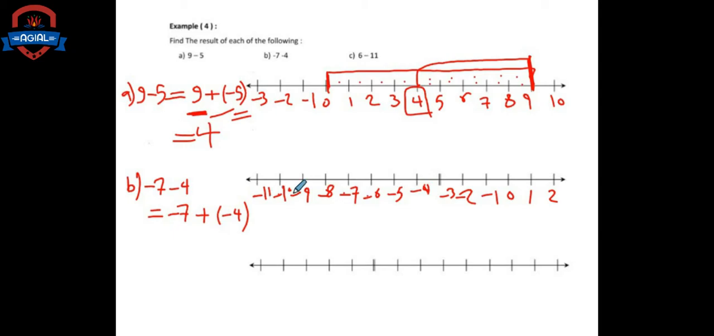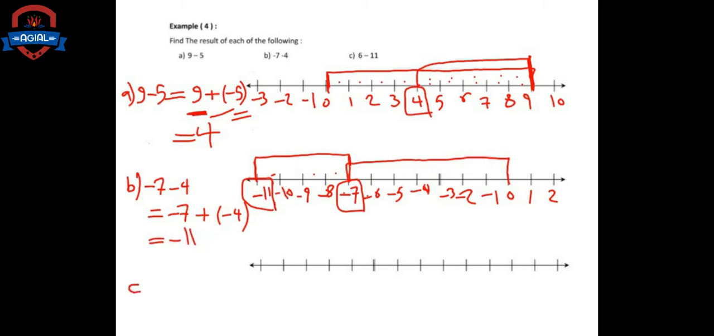So we start from 0. Then we move to the left the absolute value of negative 7. So we move to the left 7 units. So we have number negative 7. Then we start from negative 7 and move to the left the absolute value of negative 4. So we move 4 units: 1, 2, 3, 4. So we stop at negative 11. Then the sum of these two integer numbers equals negative 11.